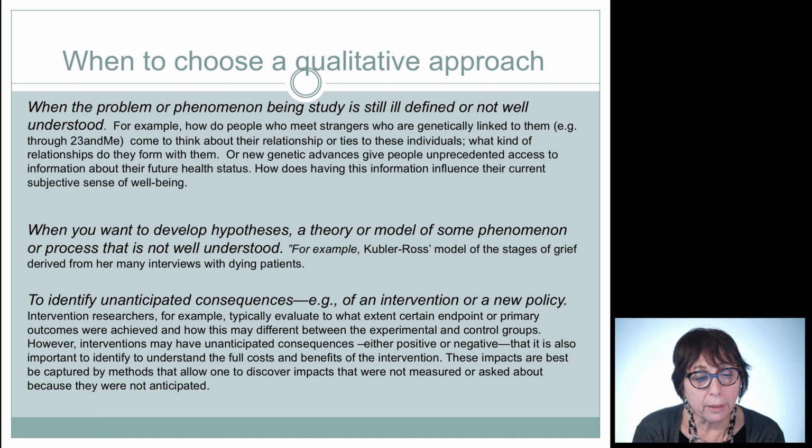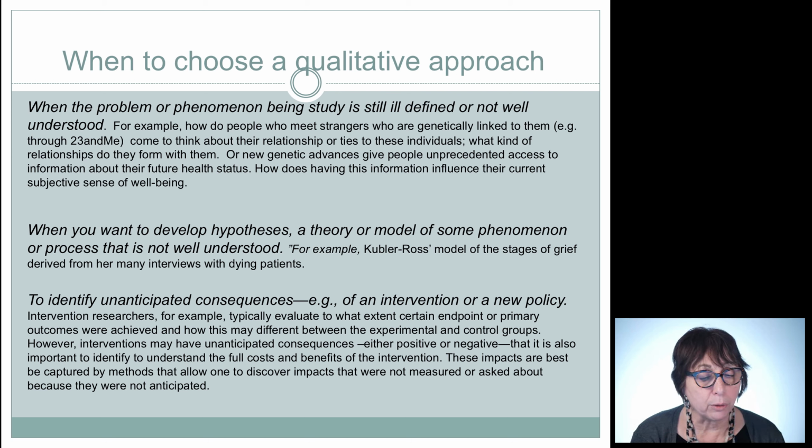Also, when you want to develop hypotheses or a theory or a model about some phenomenon that is currently not well understood. So, for instance, Kubler-Ross's model of the stages of grief derived from her many interviews with dying patients. These were qualitative data she had, really, for the most part, unstructured interviews with patients she spoke to over a long period of time, but she was able to treat these as data and, based on that, develop a model of stages of grief that people went through. So if you're interested in developing a model about something that's not well understood, this qualitative approach would probably be a very suitable one. To identify unanticipated consequences is another reason you might want to use a qualitative approach.